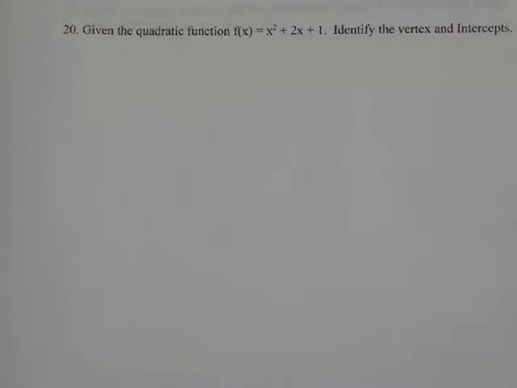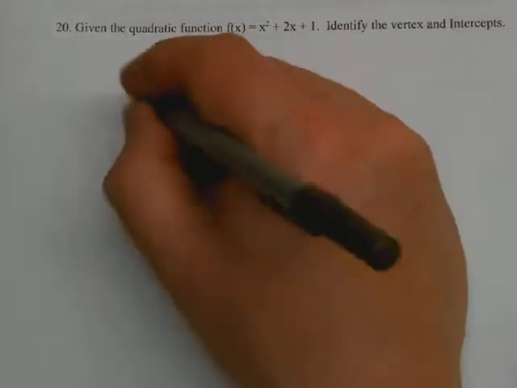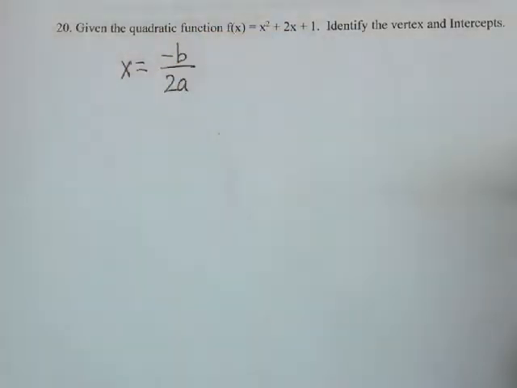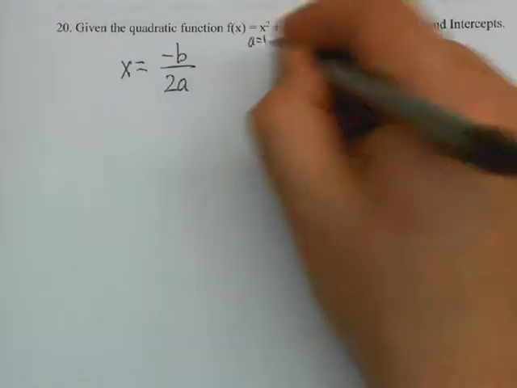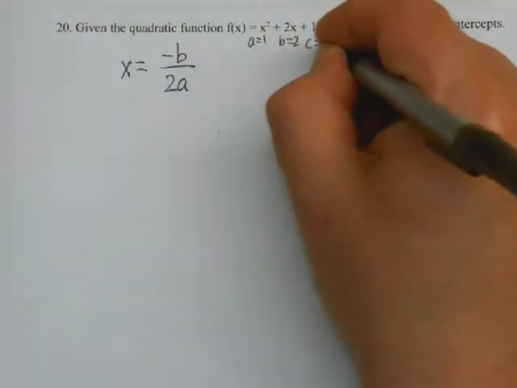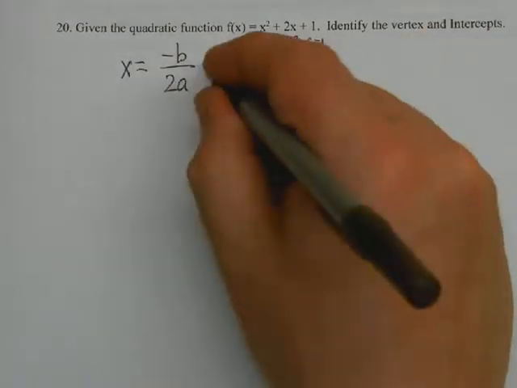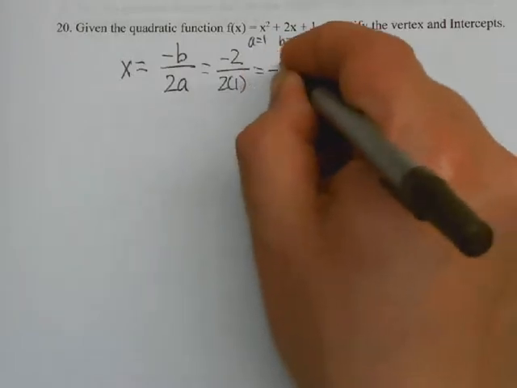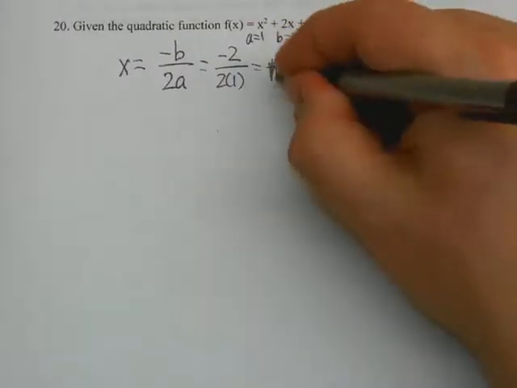Okay, number 20, given the quadratic function, identify the vertex and the intercepts. Now, it's true that these can be found on the calculator, at least the vertex and the x-intercept. But I want to show you how to do it without a graphing calculator. For any quadratic, the x-coordinate of the vertex is simply negative b over 2a. So in this one, a is 1, b is 2, and c is 1. So I get negative 2 over 2 times 1, or negative 2. I'm sorry. Silly me, negative 1.